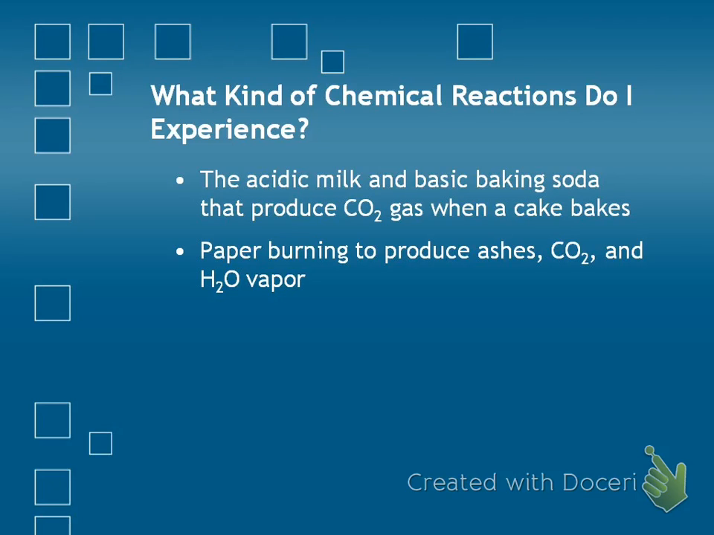When we burn paper, once it's set on fire and burns as a chemical reaction, it changes, and we have ashes, and we have carbon dioxide gas, and we have water vapor being released in that reaction. So the paper molecules all get rearranged.